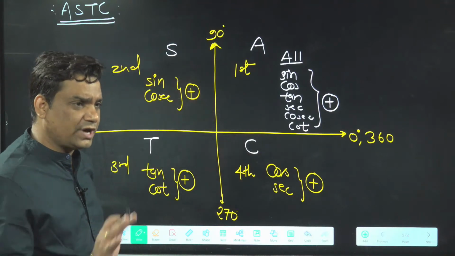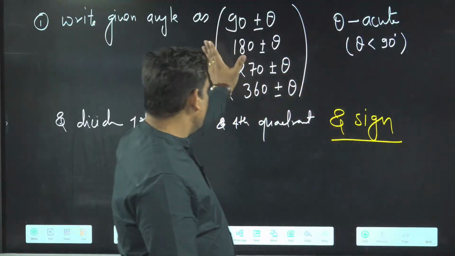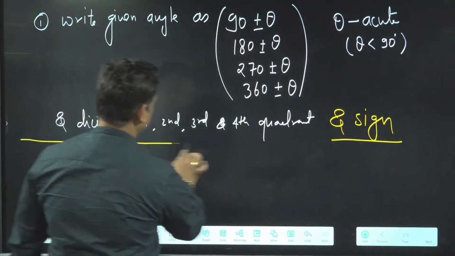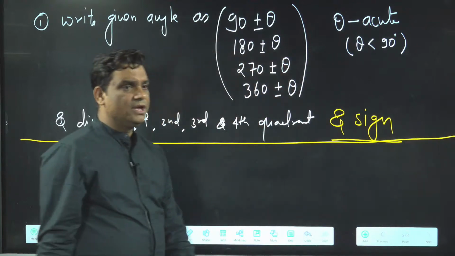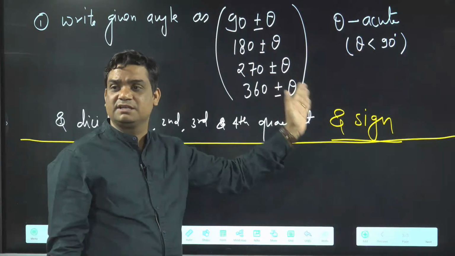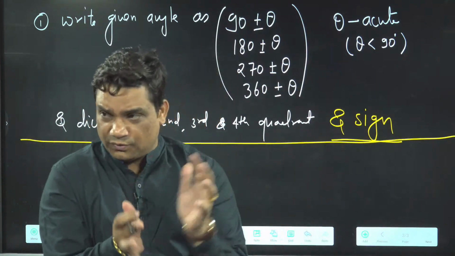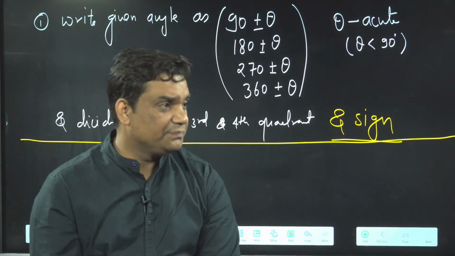So can we decide the sign also? This is rule number one. What is rule number one? Rule number one says that first we need to decide the quadrant. And how can we decide the quadrant? We write 90 plus minus theta, 180 plus minus theta, and this way we write. Then we decide first, second, third, fourth quadrant, and then we need to decide the sign.